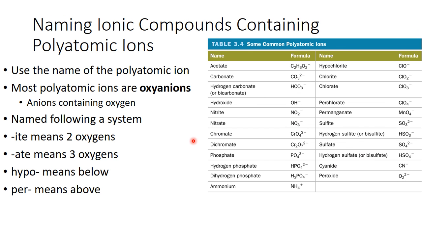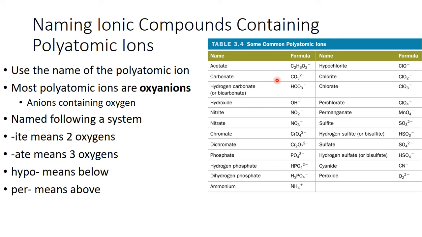Alright, so what if we're dealing with a polyatomic ion? Remember, a polyatomic ion has multiple nonmetals that are bound together through covalent bonds. And so we have a special naming system for polyatomic ions. And most polyatomic ions you're going to run into are oxyanions. That is, they're anions that contain oxygen. Now let's look at the naming system here. And a lot of these names are not obvious. Acetate, carbonate, hydrogen carbonate, hydroxide.